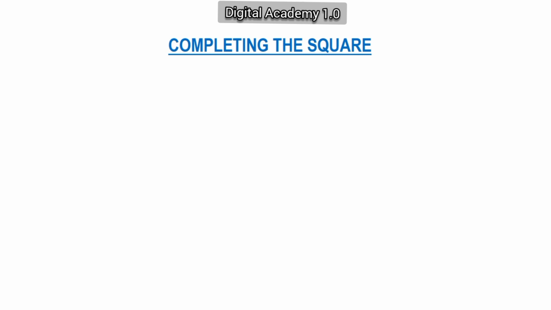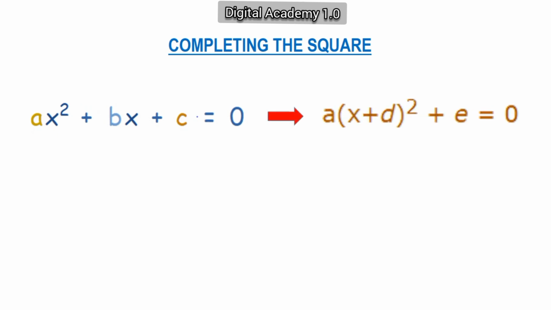Completing the square is where we take a quadratic equation like this, ax squared plus bx plus c equals 0, and turn it into this: a (x plus d) squared plus e equals 0. We can solve a quadratic equation in 6 steps.